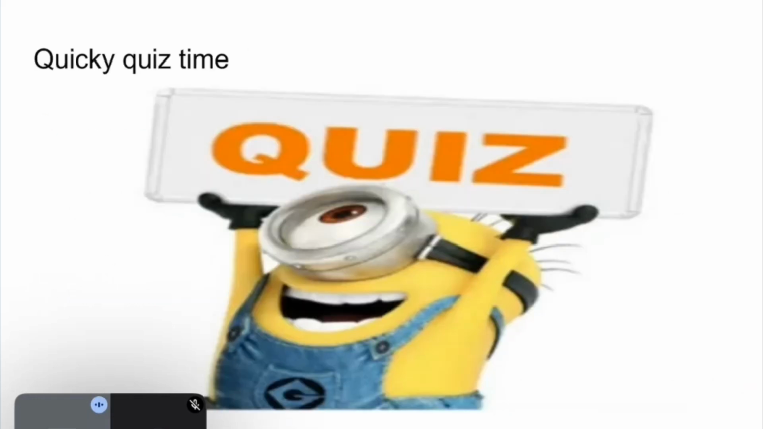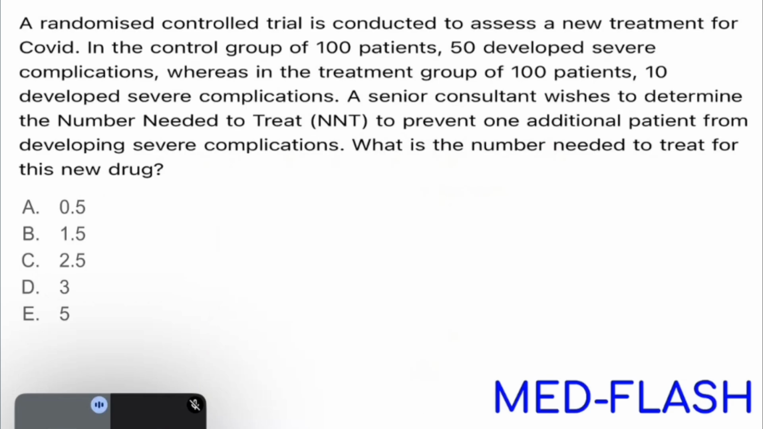Quickie quiz time. This is my favorite section. I'll be giving you exactly 2 minutes to answer this question. A randomized control trial is conducted to assess a new treatment for COVID. In the control group of 100 patients, 50 patients developed severe complications, whereas in the treatment group of 100 patients, 10 developed severe complications. What is the number needed to treat for this new drug?